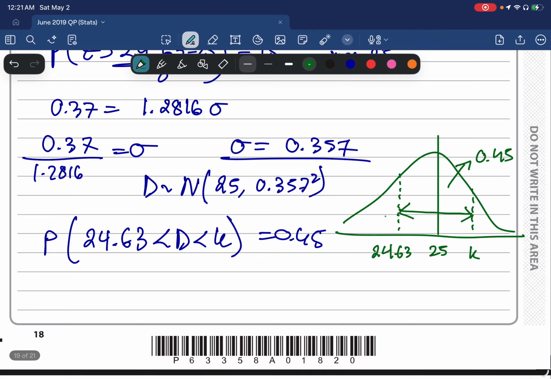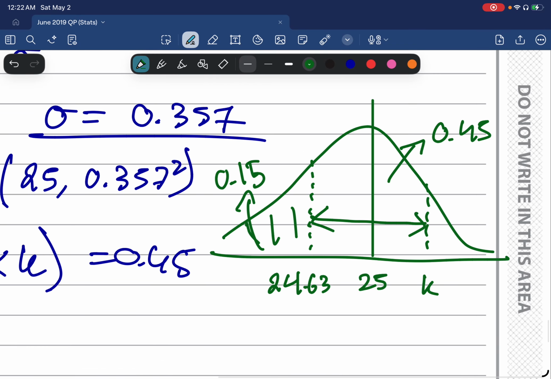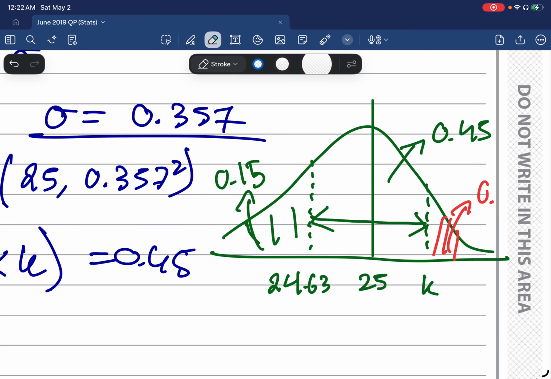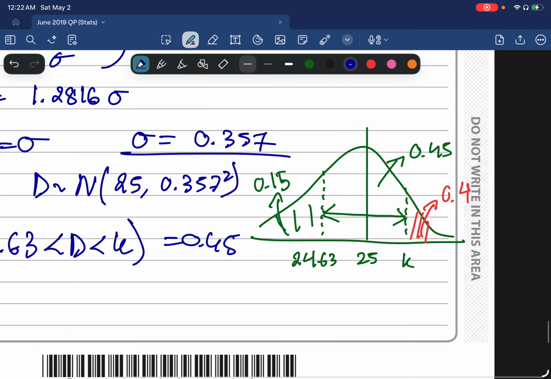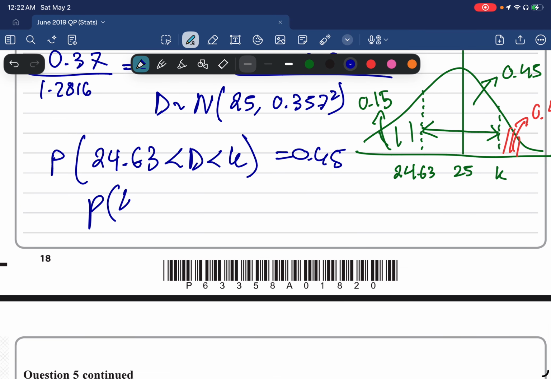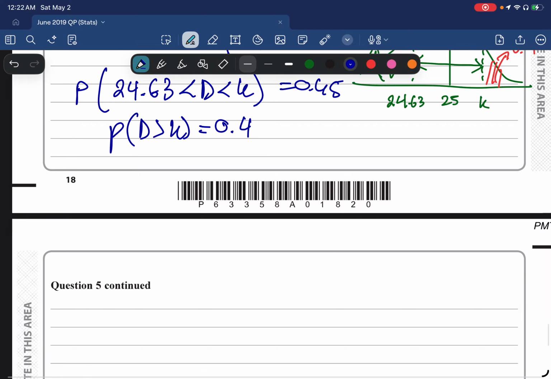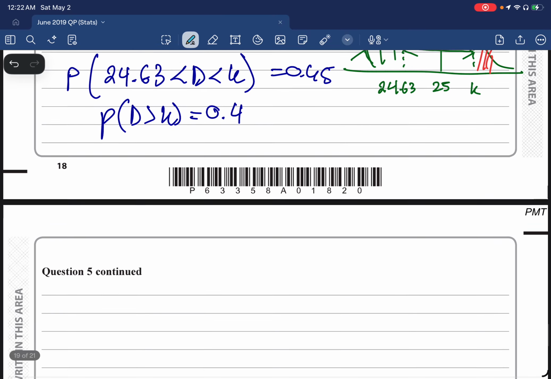And we know that the probability that it's less than this is 0.5. So the total is 0.6, and the remaining is going to be 0.4. So we can say that the probability that D is greater than K is equal to 0.4. And now this is a piece of cake.